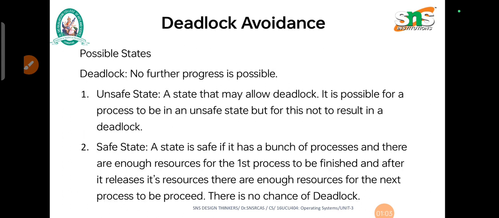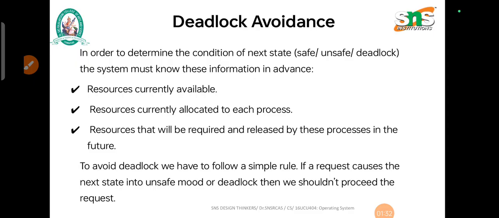There are two possible states to check whether a deadlock is avoided or not. That is unsafe state and safe state. An unsafe state is a state that may allow deadlock; it is possible for a process to be in an unsafe state, but this may not result in deadlock. In a safe state, there is a bunch of processes and there are enough resources for the first process to finish, and after it releases its resources, there are enough resources for the next process to proceed, so there is no chance of deadlock.